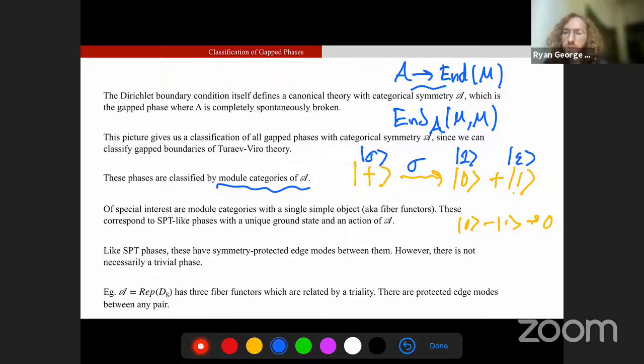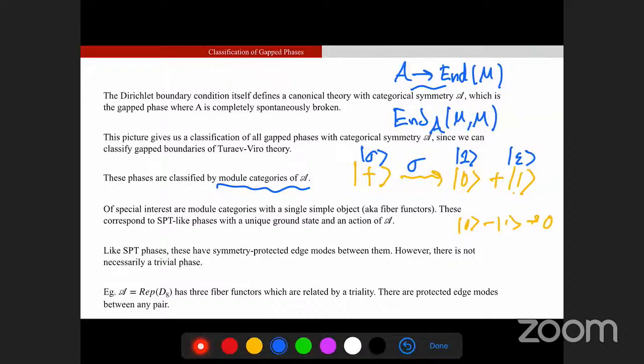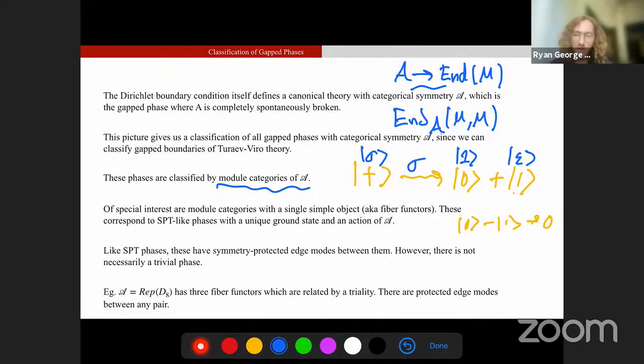So those are the same thing as gapped boundaries of the derived Vera theory. And they're also the same thing as gapped phases with category symmetry A. So in the case where it's just a group, what does that become? Yeah, you can describe these module categories for a group. They include both symmetry breaking and SPT phases. Basically, in that case, you have some finite set of simple objects and G acts on them by permutation. And then you have some data from the stabilizers, but it's a complete orbit. So everything is homogeneous.